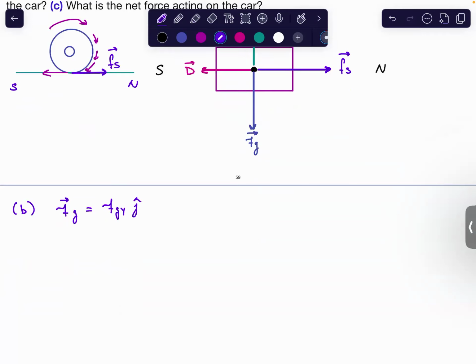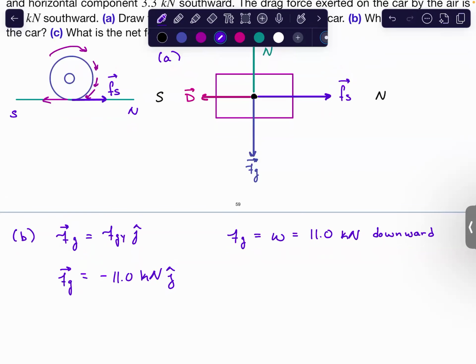So that means we have a negative 11 kilonewtons j hat. And again, all of the forces applied only in one direction, which means that the magnitude of the gravitational force, or the weight, is going to be 11.0 kilonewtons downward. Okay, so that is the weight of the car.